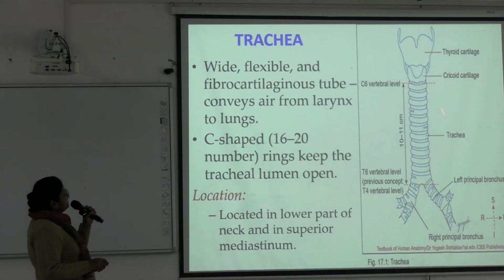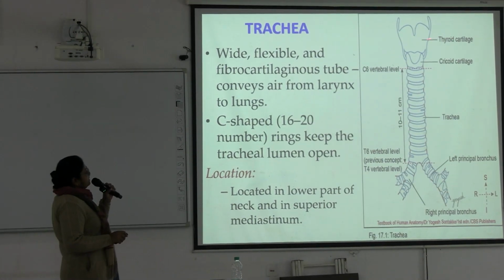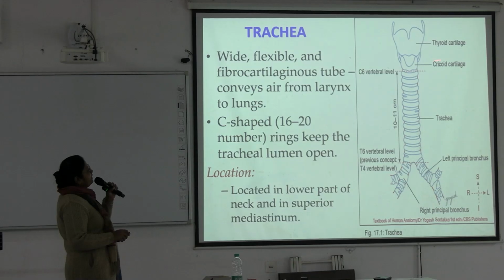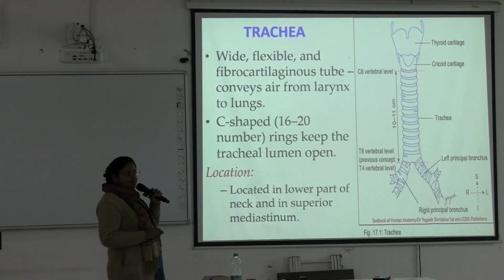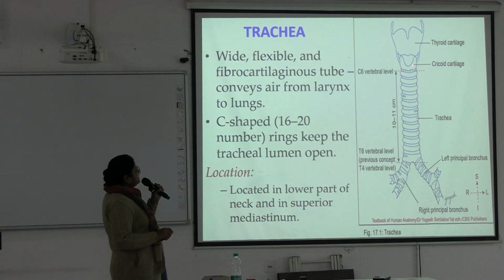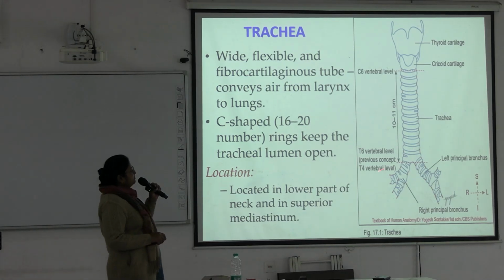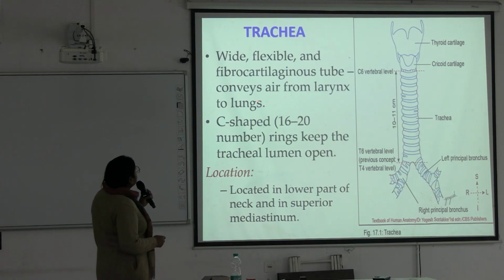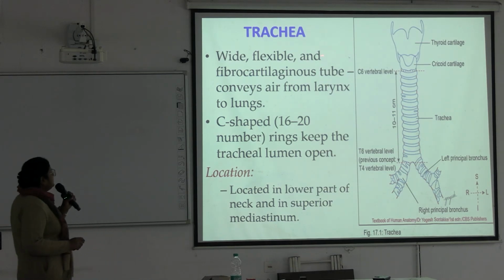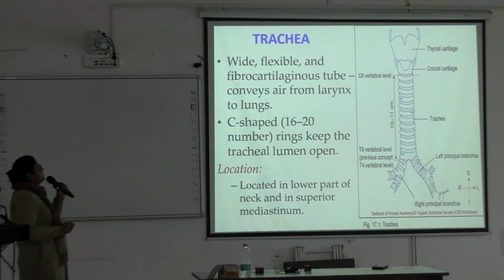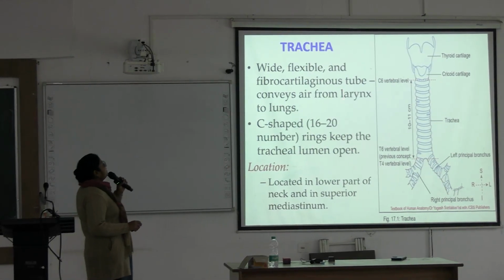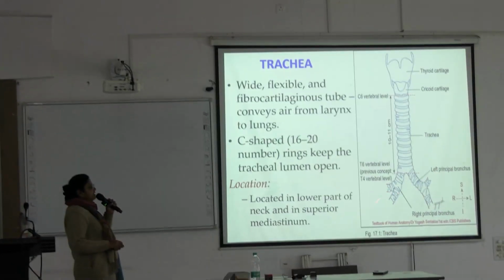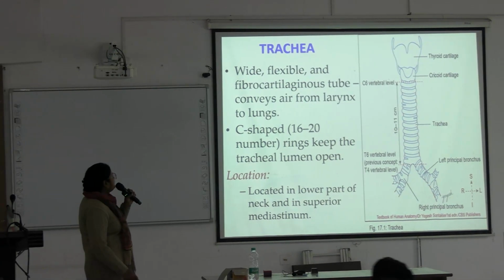So trachea, see this part is larynx, below the level of cricoid cartilage or below the level of C6 vertebral level, here is the trachea. After this it bifurcates into two principal bronchi. So trachea is a wide, flexible and fibrocartilaginous tube which conveys the air from larynx to the lungs. So this is the function of trachea.